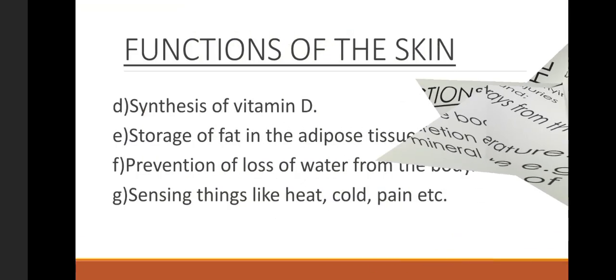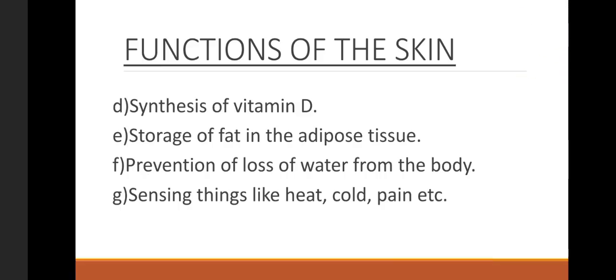Apart from the function of excretion, the skin also plays a very important role as far as formation of vitamin D is concerned, and this function is normally carried out by special cells that are located in the skin in the presence of sunlight. Another function of the skin is the storage of fat, and this one is normally done by a part of the skin that we call the adipose tissue.